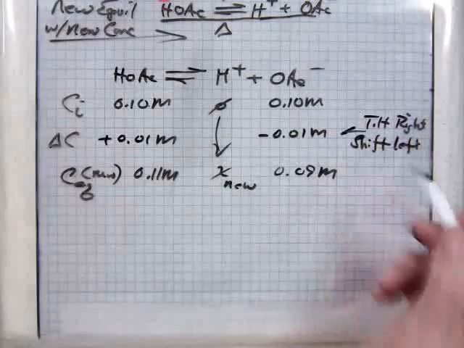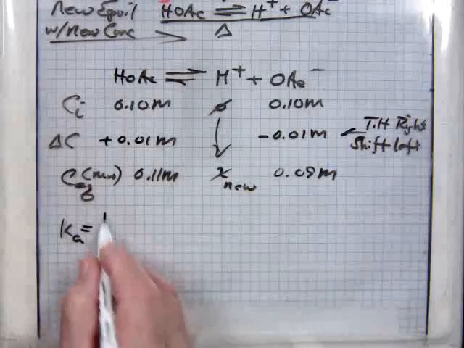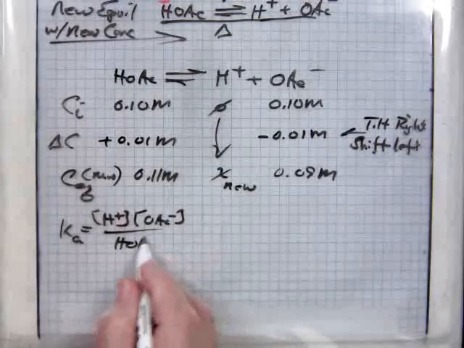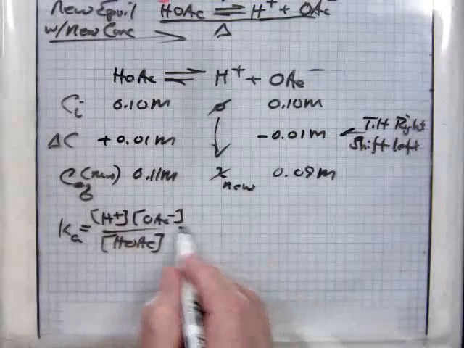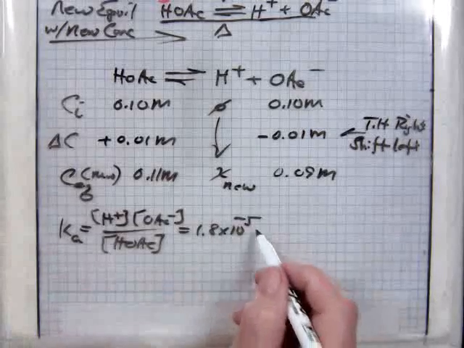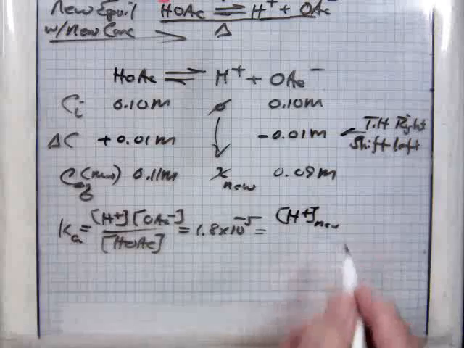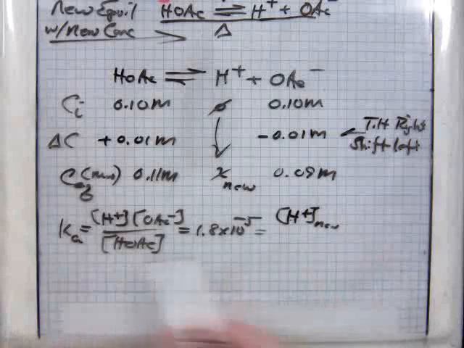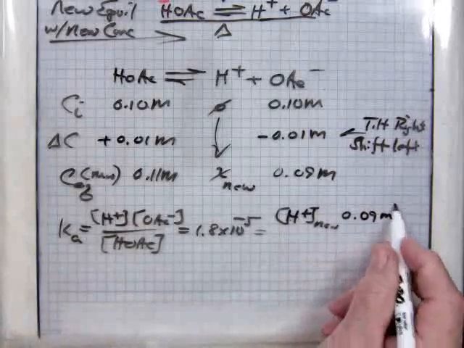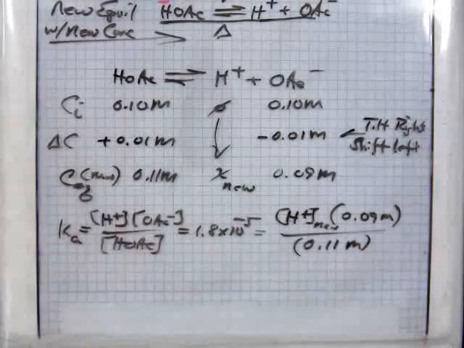When I do the OH, you'll see it go the other way. See? Okay, so Ka is H OAC over HOAC, and so that's 1.8 times 10 to the minus 5. Still have to use the same Ka value. We're looking for the new hydronium ion concentration. And so now our OAC has gone to 0.09 molar, and that's divided by 0.11 molar for the new concentration of acetic acid.